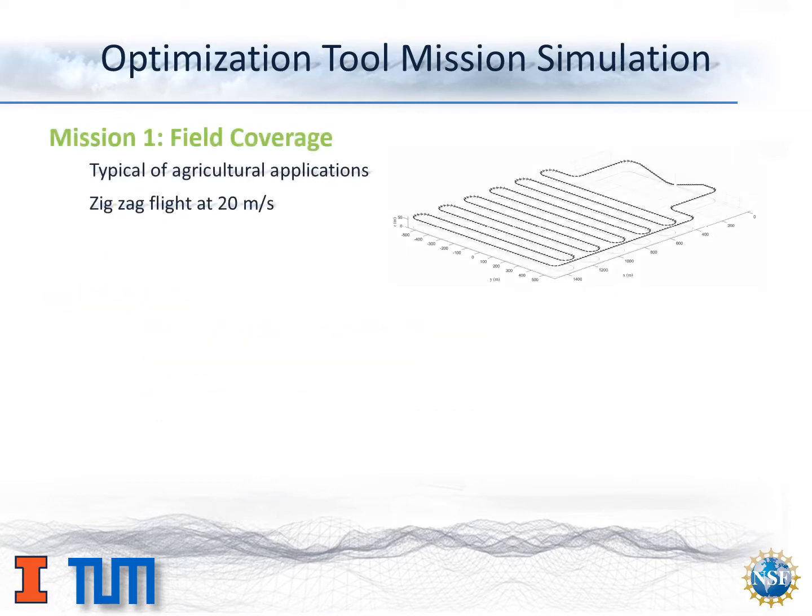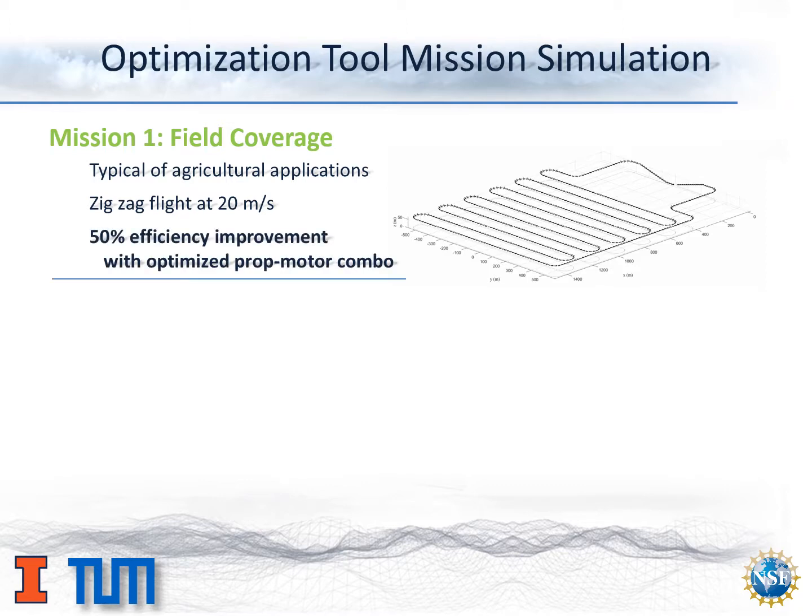Our first mission was that of a field coverage problem that is typical of agriculture applications. The aircraft would zigzag above a field at approximately 20 meters per second. The results showed that we could gain a 50% efficiency improvement with an optimized propeller motor combination.